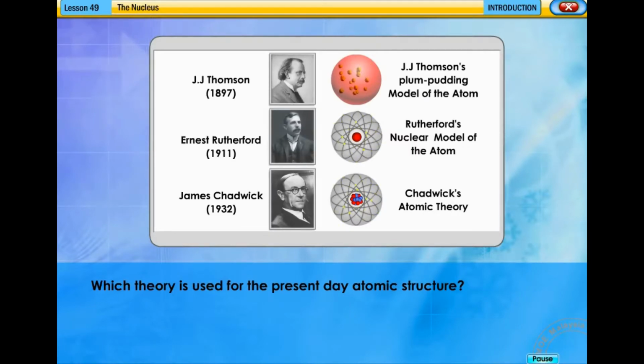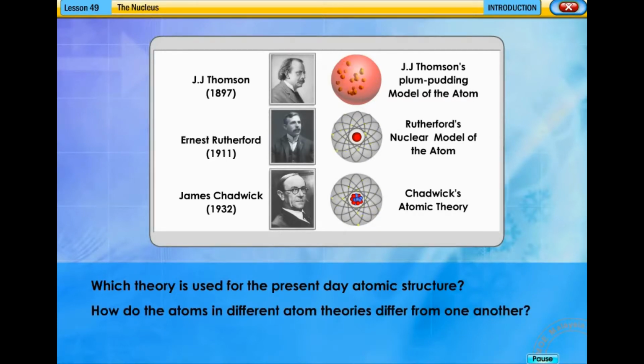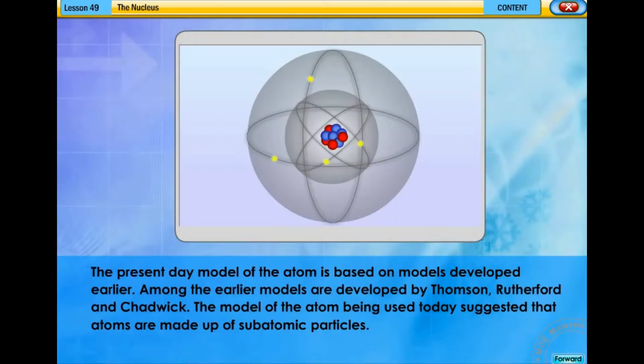Which theory is used for the present-day atomic structure? How do the atoms in different atom theories differ from one another? The present-day model of the atom is based on models developed earlier. Among the earlier models are those developed by Thomson, Rutherford, and Chadwick. The model of the atom being used today suggests that atoms are made up of subatomic particles.